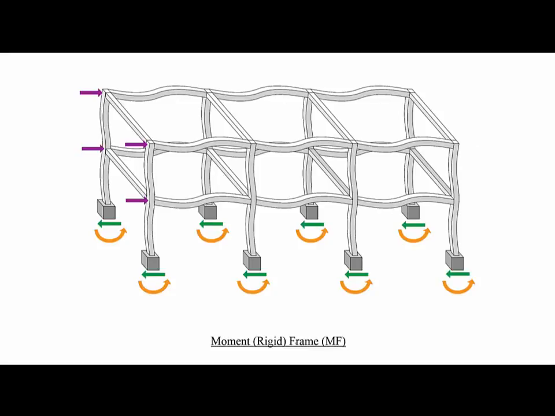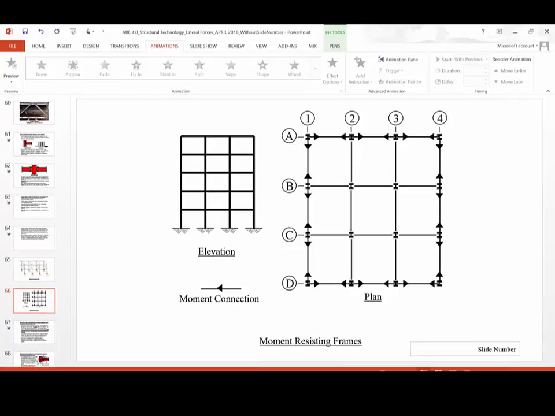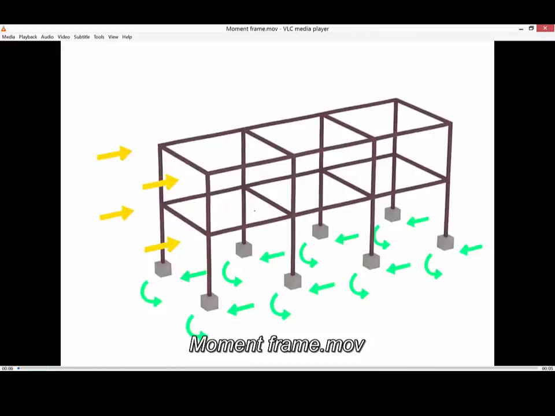As you see, the frame is resisting the load through the bending of the columns and beams. And this is in fact a typical framing plan of the building. Now, before I talk further about the details of this plan, let me show you an animation of a moment frame.